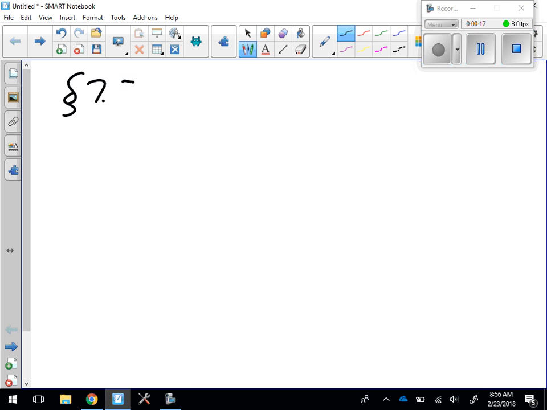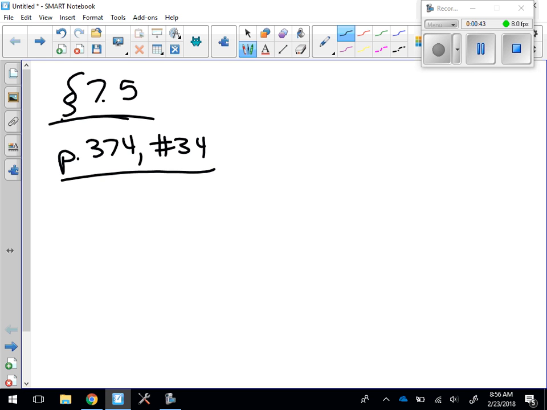I hope to finish up 7.5 today. We talked about partial fraction decomposition yesterday and kind of reviewed that. We talked a little bit about the logistic differential equation. And so we're going to do a couple examples with that today. So let's start with page 374, number 34.